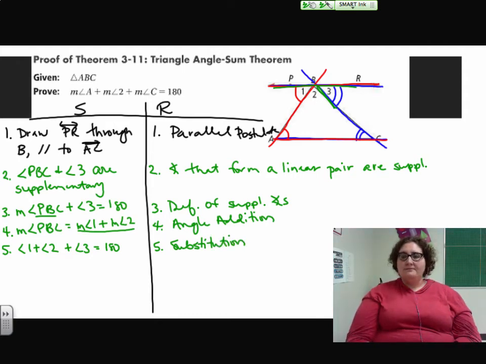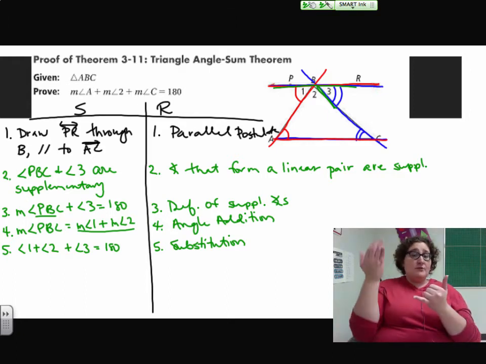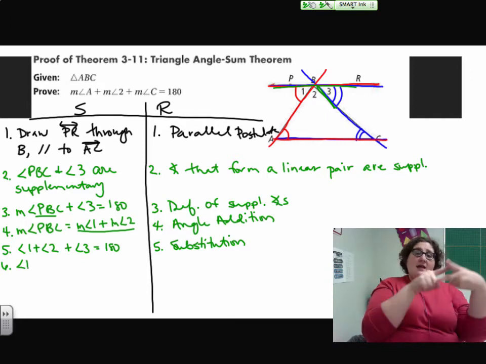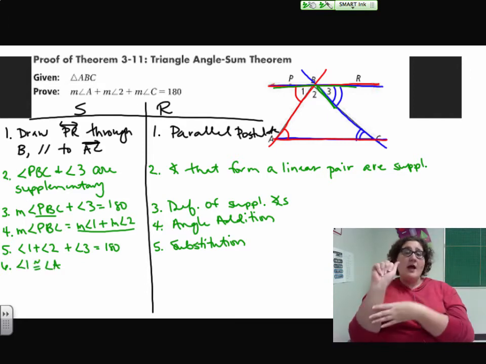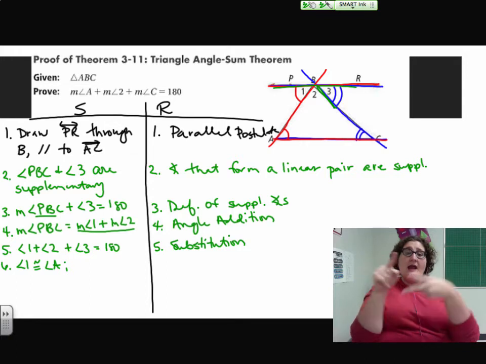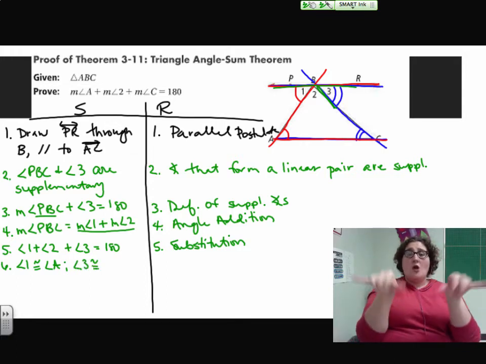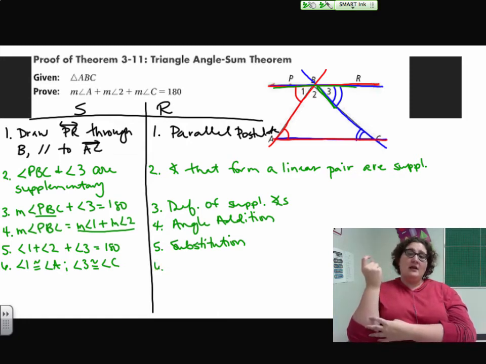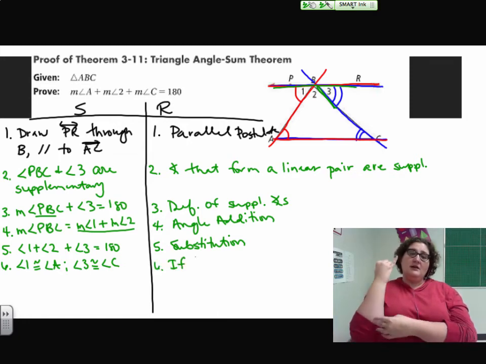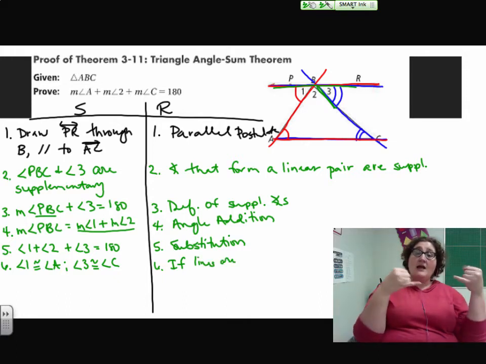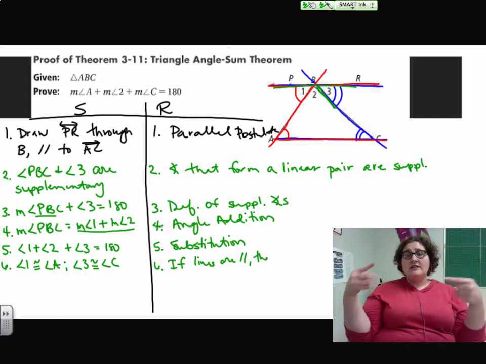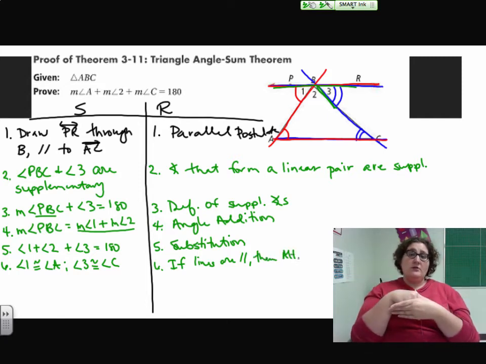Okay. Now, this goes back to what we started with when I was drawing those parallel lines. I can now say that angle 1 is congruent to angle A and angle 3 is congruent to angle C, because if lines are parallel, then alternate interior angles are congruent.